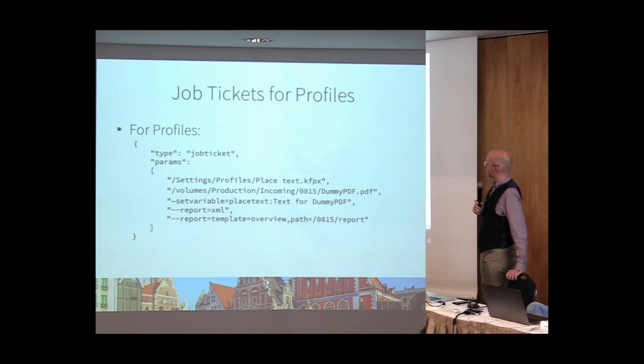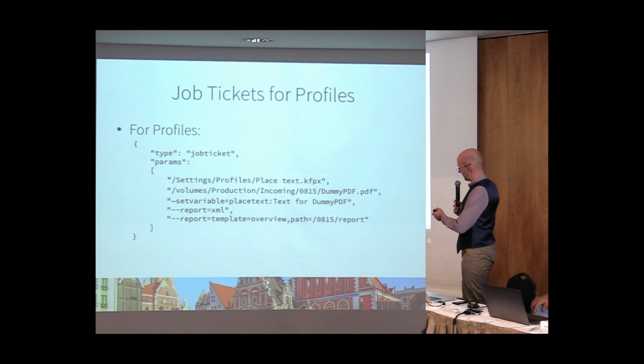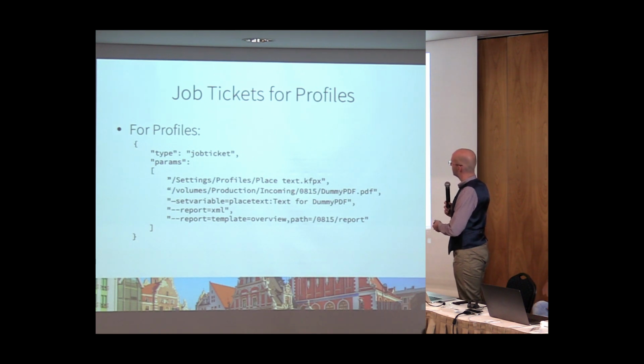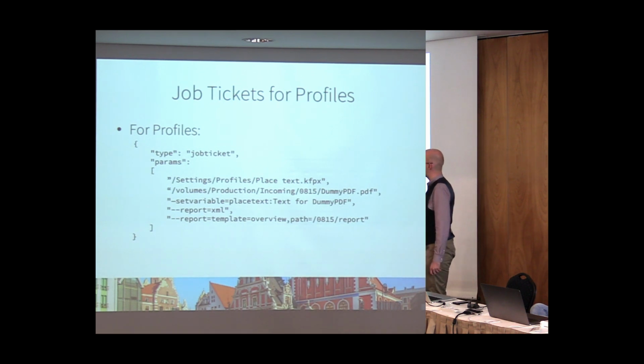So coming to the syntax of the job ticket. So for profiles, you see it. The syntax is quite similar. You have it here at the top, where we had Sidecar before, now it's job ticket. And then you don't have the variables path, but the params path. So what does it mean? You have it similar to the CLI. You define all the possible commands and options which you have on a CLI, but in JSON formatting.